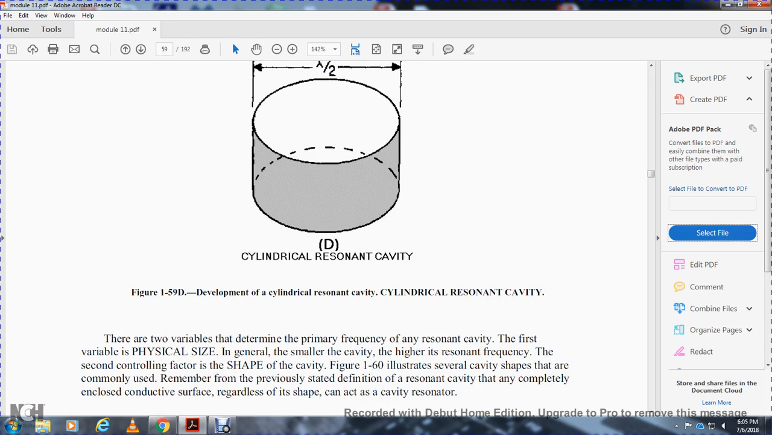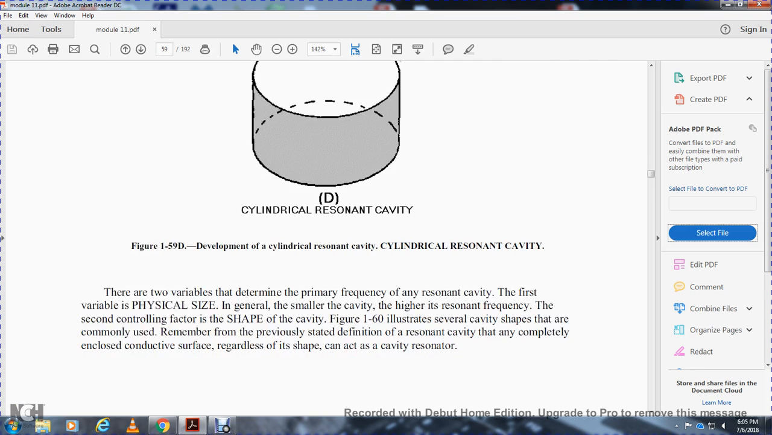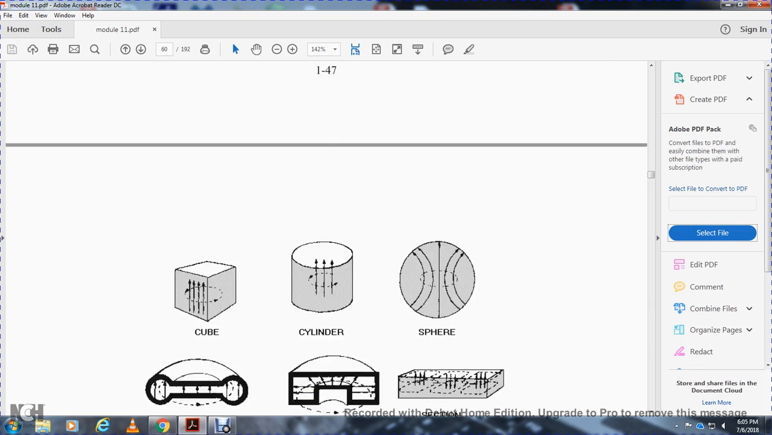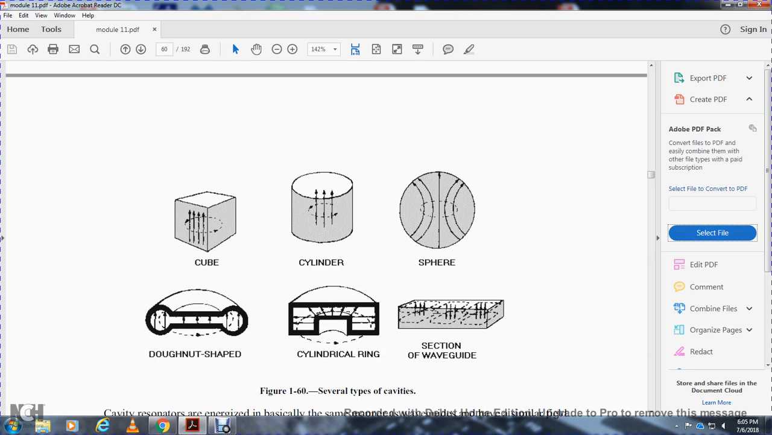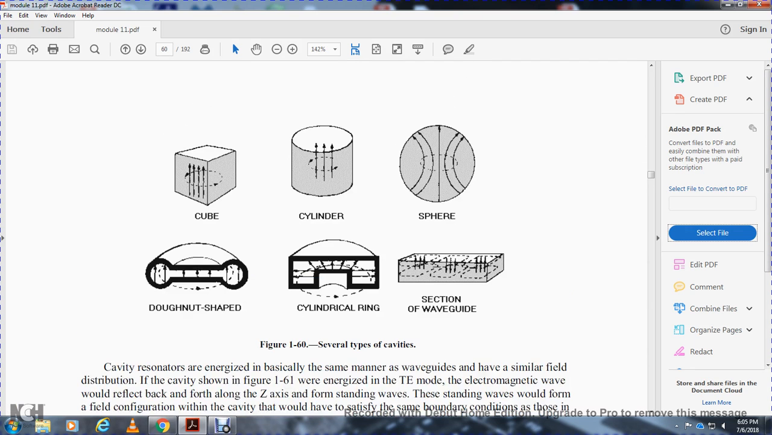Two variables determine the primary frequency of the resonant cavity. First, the physical size: the smaller the size, the higher the resonant frequency. Second, the shape of the cavity controls the frequency. Figure 160 illustrates the cavity shapes that are commonly used. Remember the previously stated definition: any completely closed conductive surface, regardless of shape, can act as a cavity resonator. Examples are the cube, cylinder, donut shape, cylindrical ring, and section of waveguide.